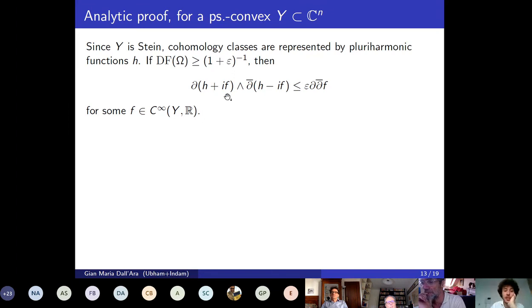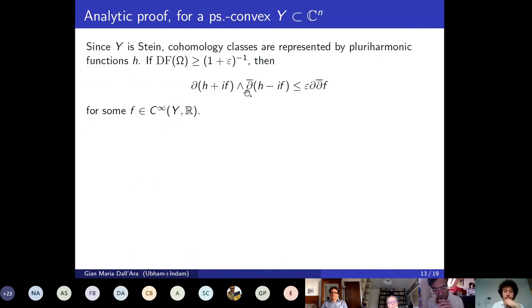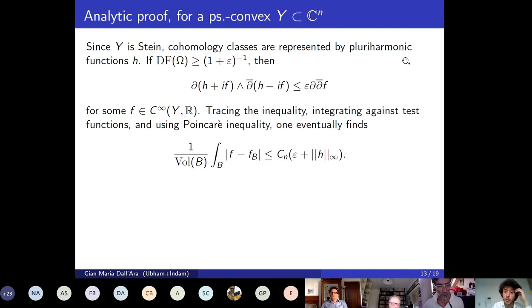Then, unraveling the definitions, what we have is this inequality. Remember that thanks to the theorem, Diederich-Fornaess is related to this norm. So to say that the norm is small, sorry, is epsilon, means exactly that, where h is a pluriharmonic function and f is some smooth function. So this is a starting inequality we have to begin with.